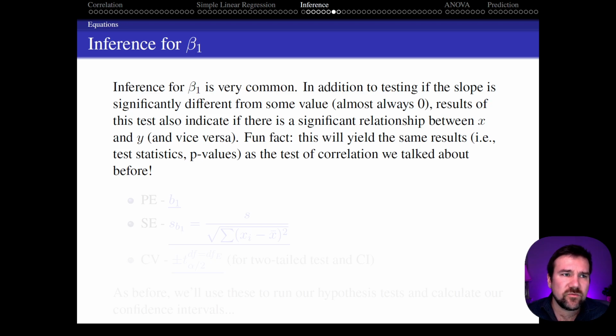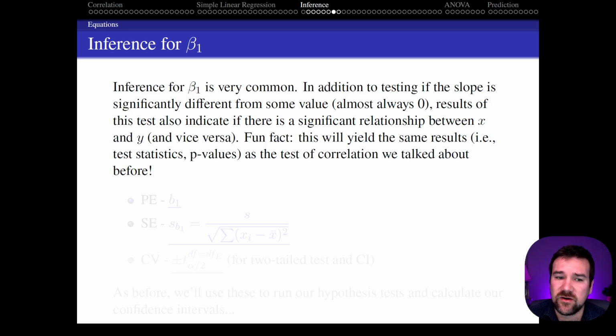Why do we do this? Well, because the inference for the slope actually doesn't just test the slope, and this is kind of cool. Inference for the slope also tests the linear relationship between x and y. If it has a statistically significant slope, then it will have a statistically significant relationship between x and y. If it doesn't have a statistically significant slope, there is no statistically significant relationship between x and y.